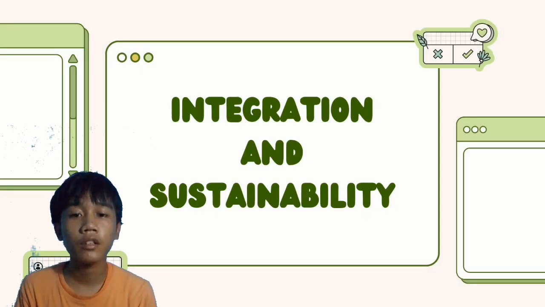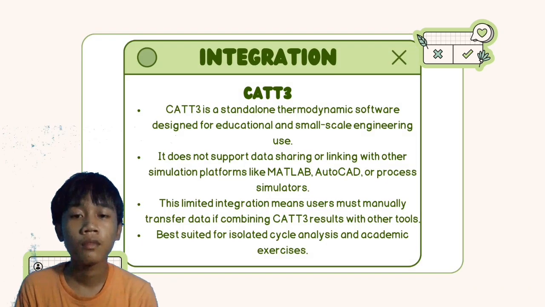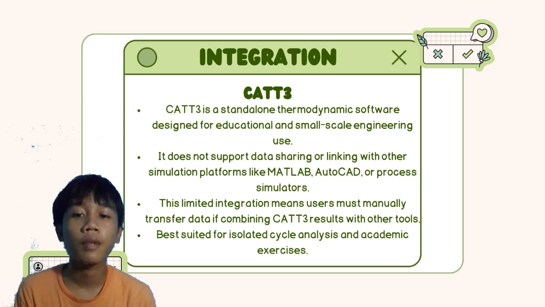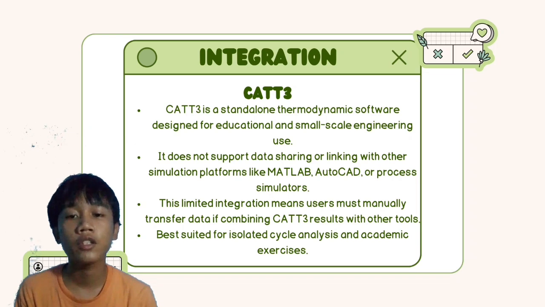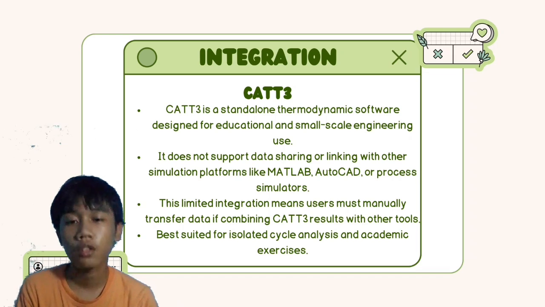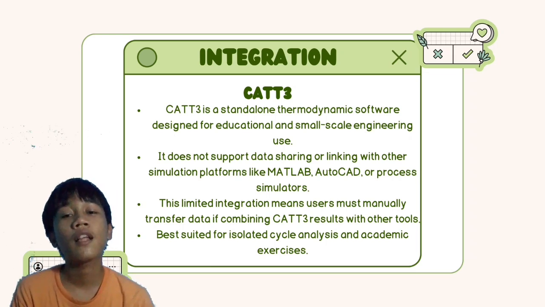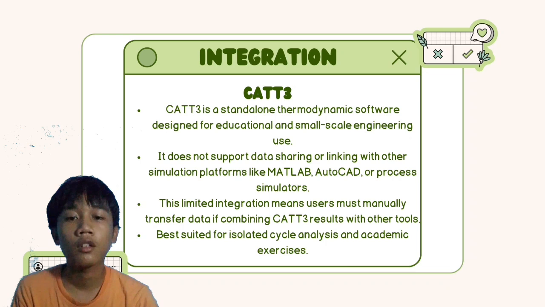CATT and Aspen Plus integration and sustainability. CATT integration capabilities. CATT operates primarily as a standalone software tool focused on thermodynamic analysis. It is not built for integration with larger process designs or simulation suites. This means it doesn't connect or share data directly with other engineering software like simulation or optimization platforms. Despite this limitation, its focused design makes it reliable and simple to use for specific calculations related to energy systems.